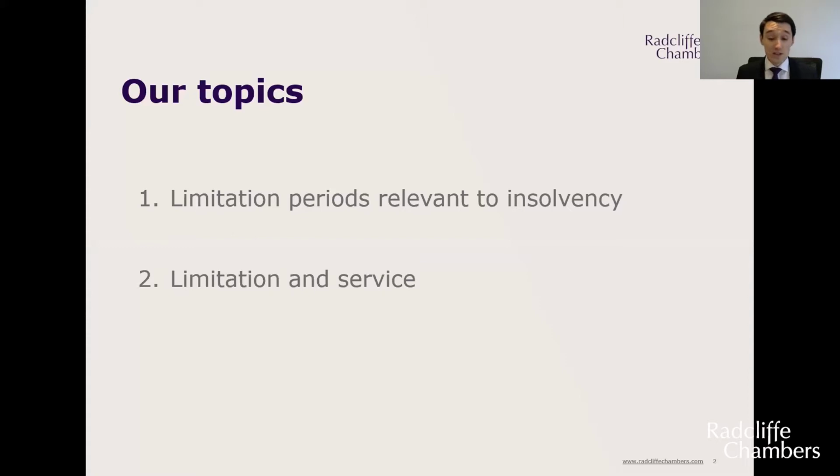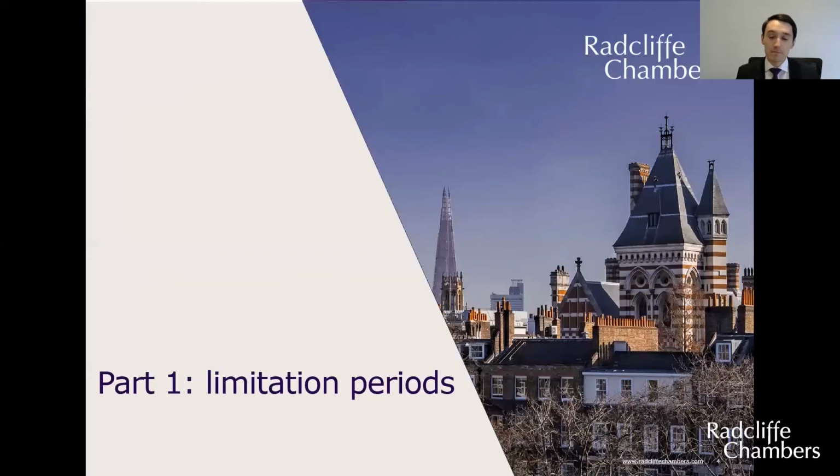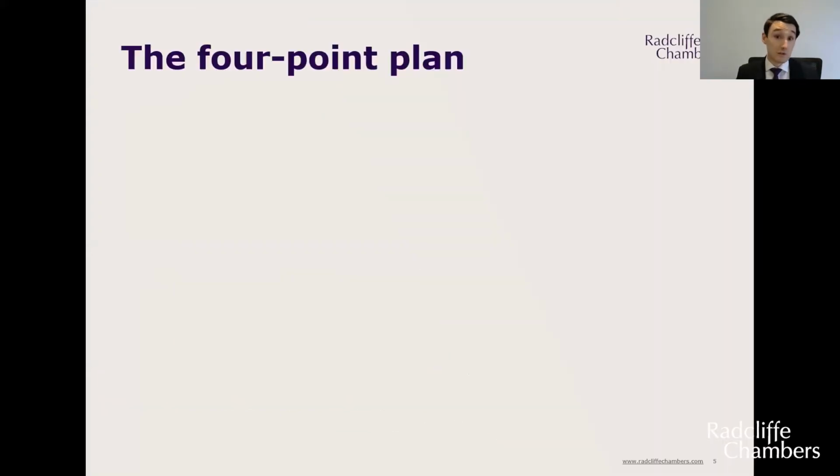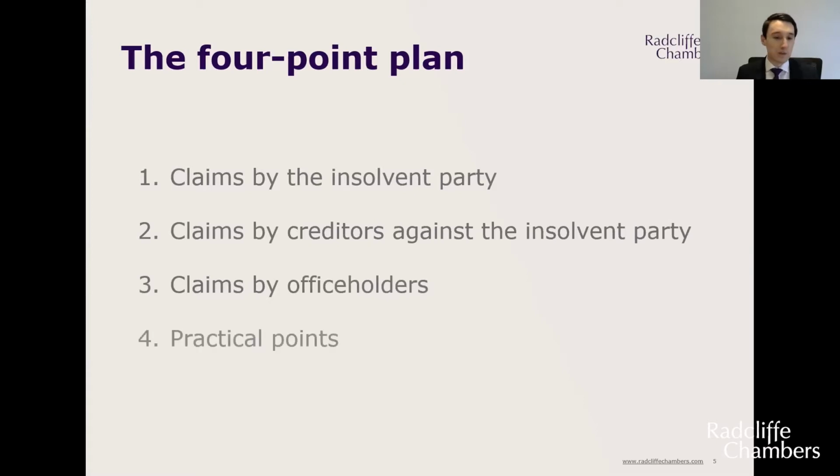Now, these issues are actually really important because if you get them wrong, your claim can be over before it's really even begun, and you could end up with an adverse cost order against you and legal hair dye dripping down your legal face. Let's dive straight into limitation periods then. I'll divide this topic into 4 steps. Claims by the insolvent party, claims by creditors, claims by office holders, and then some practical tips to help bring it back down to earth.